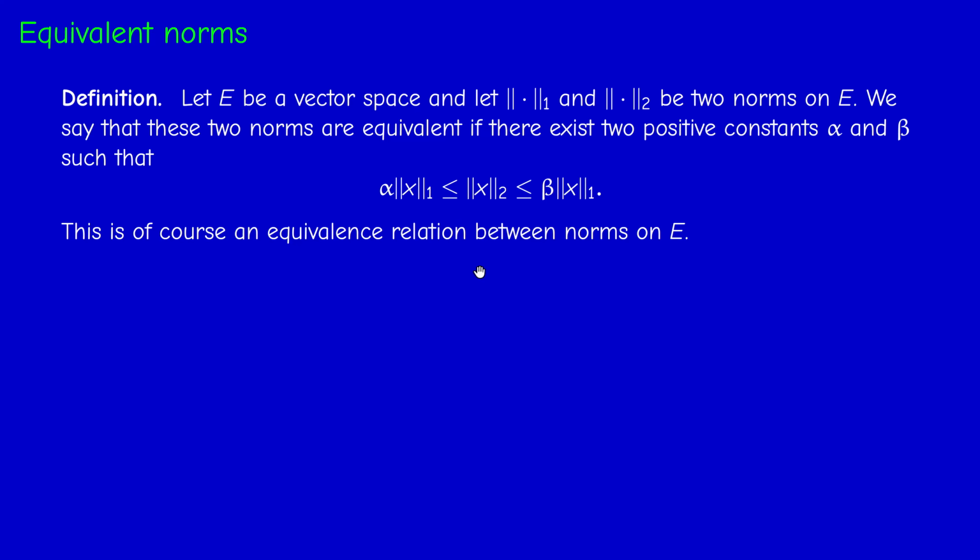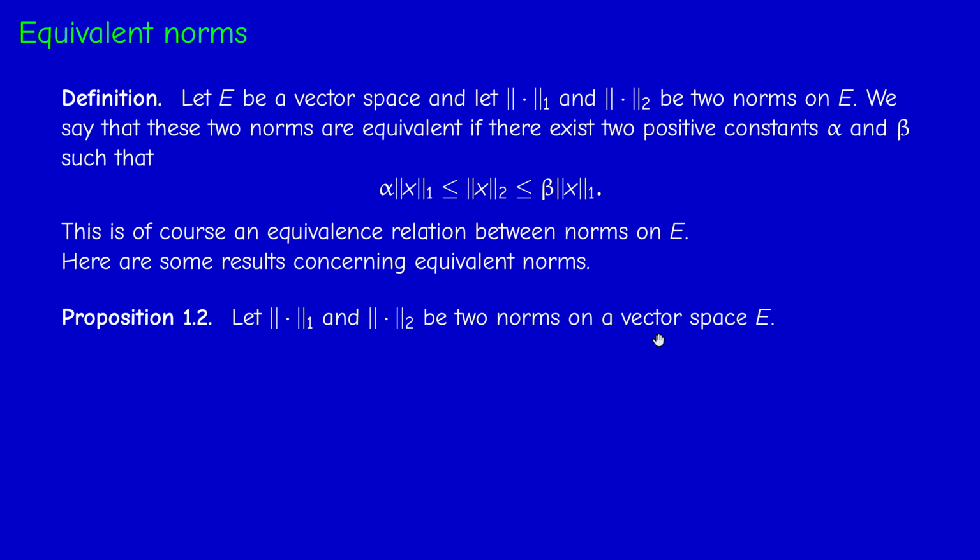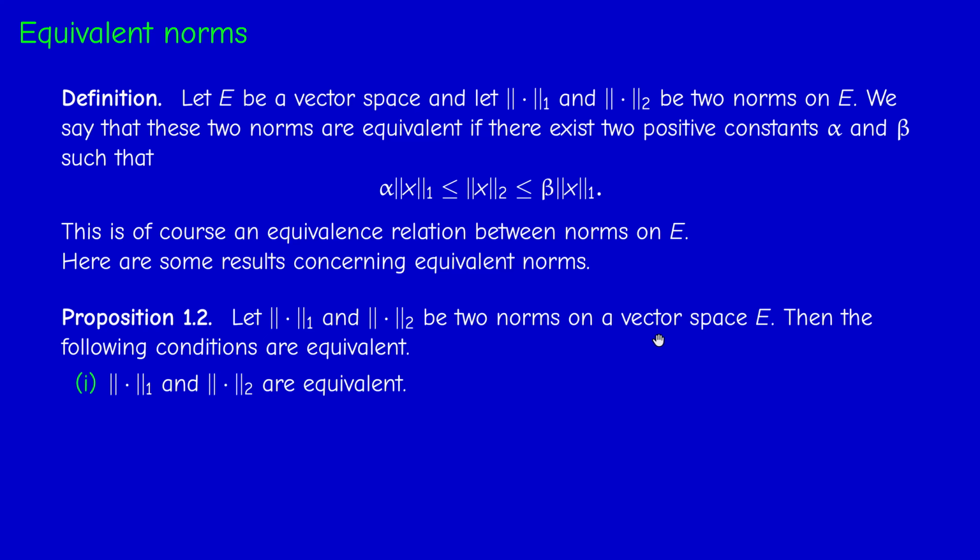So we have reflexivity, symmetry, transitivity. Okay. And let me just recall some results concerning equivalent norms. So if you have two norms on a vector space E, then the following conditions are equivalent. So one can be deduced from the other. First condition, the two norms are equivalent in the sense that I gave here.